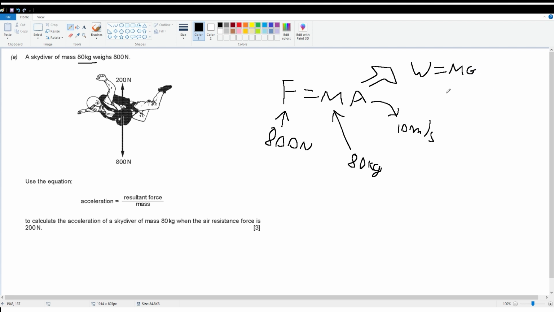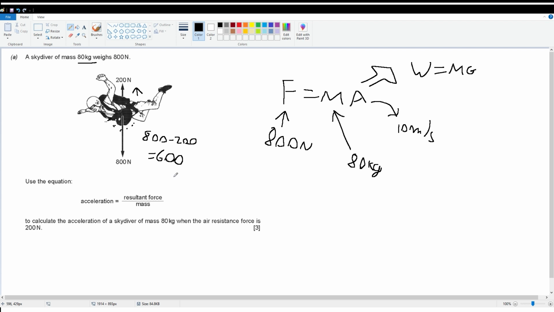And you may notice that this is just another form of the equation of weight equals mass times gravity. It's the same thing. Now, the question here is asking us what is the acceleration of the skydiver based on the resultant force? So here we need to calculate the resultant force, which is the overall force on the guy. So because of air resistance, we have 200 newtons of force going upwards. That's from the air molecules hitting him, forcing him upwards, and 800 downwards. So all we have to do is 800 minus 200, and that of course equals 600. So this is the resultant force acting on the guy, 600 newtons downwards.